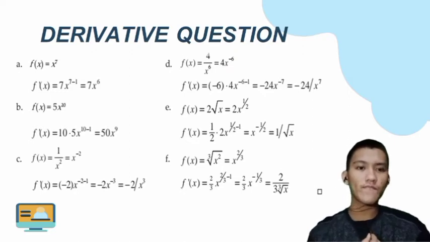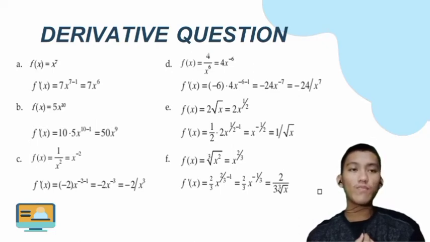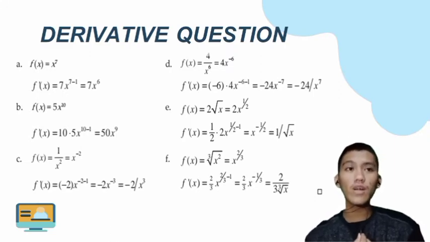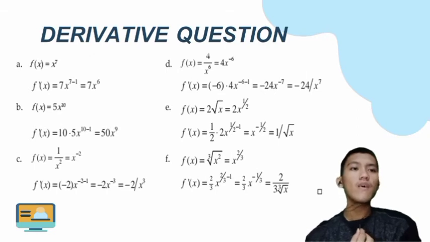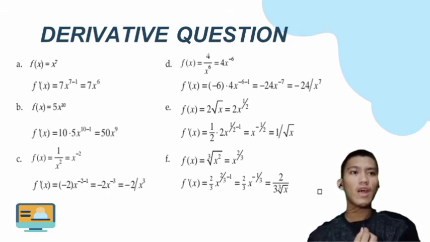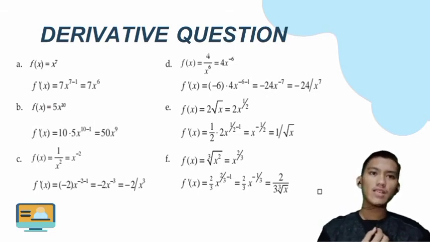Next, equation D, f(x) = 4 over x to the power of 6 equals 4 times x to the power of minus 6, f'(x) = minus 6 times 4 times x to the power of minus 6 minus 1 equals minus 24 times x to the power of minus 7 equals minus 24 over x to the power of 7.